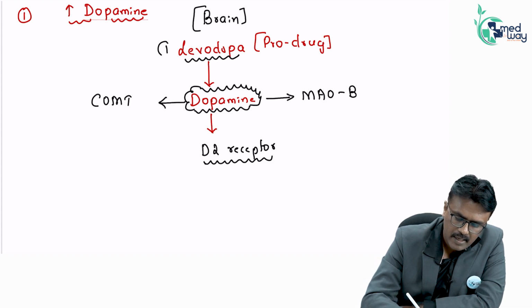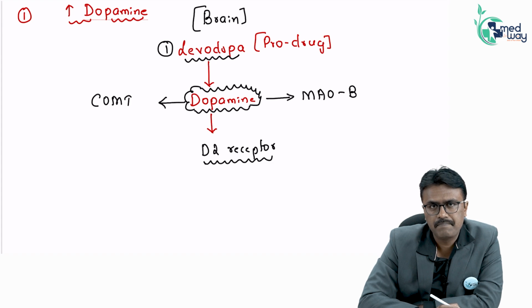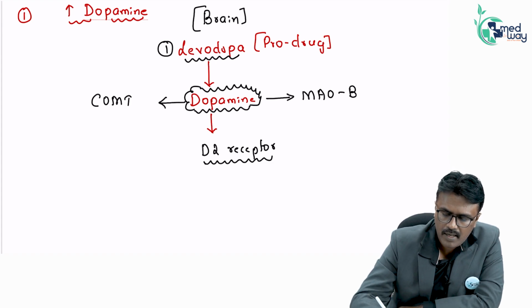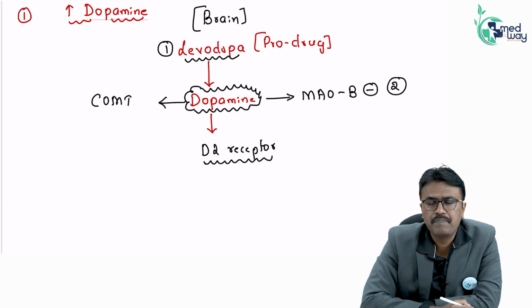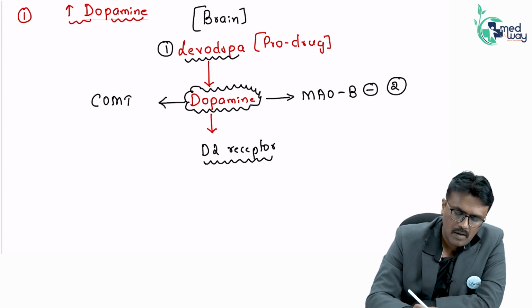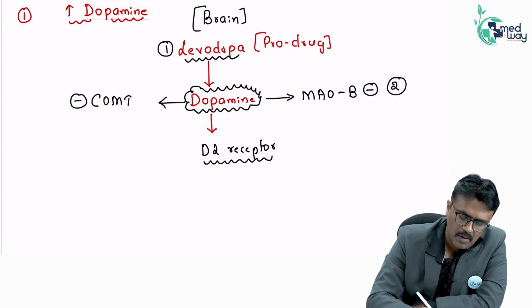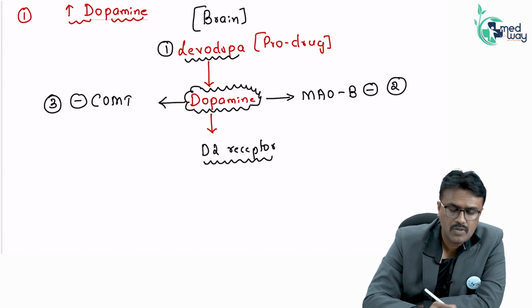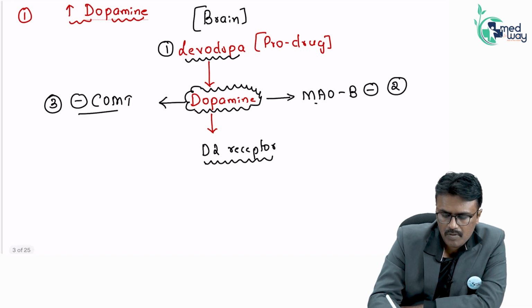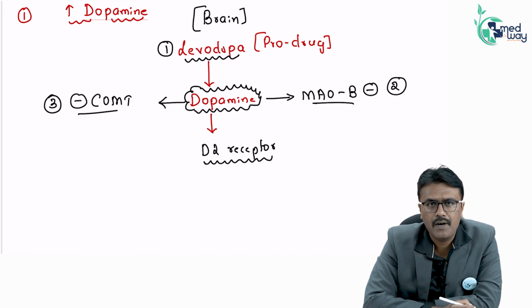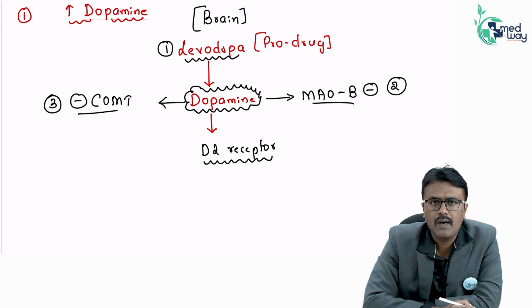So number one, I can give levodopa, which will enter the brain and become dopamine. Second, what I can do is block the enzyme MAO-B, monoamine oxidase B. Or number 3, I can block the enzyme COMT. So if I block the COMT enzyme or MAO-B, dopamine is not broken down, and it will be there longer inside the brain.